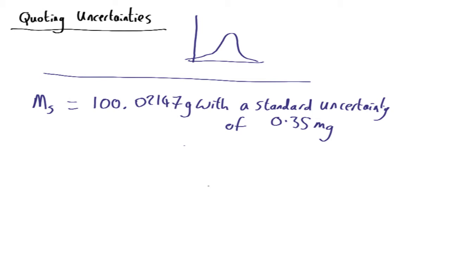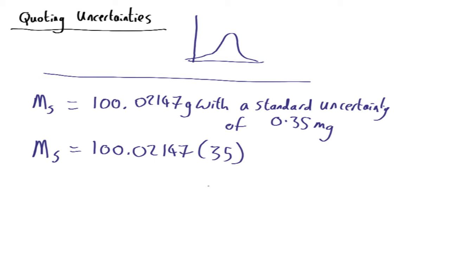A quicker alternative is the bracket notation, so you can write down ms equals, then in brackets, 35. And the number in the bracket is the uncertainty in the corresponding number of the last digits over here, so it means that 47 at the end is uncertain by 35.